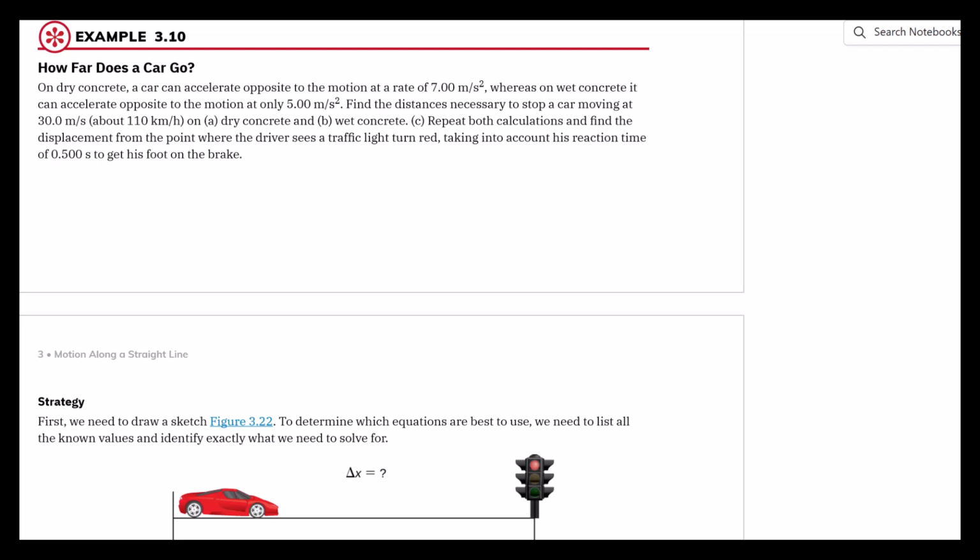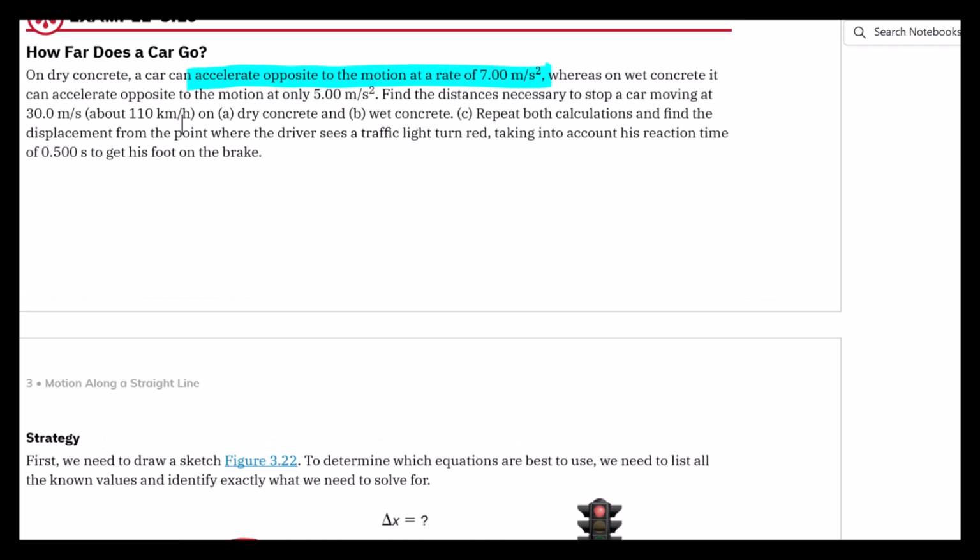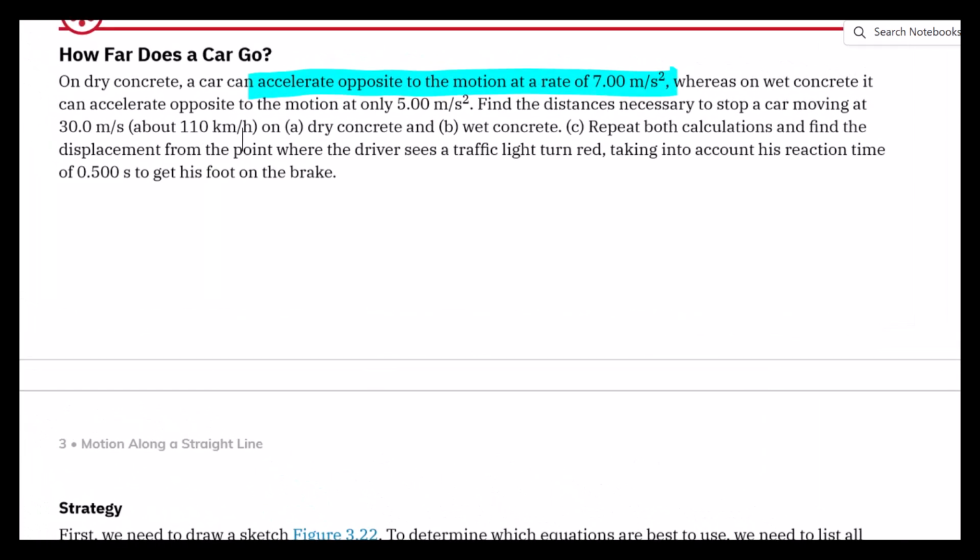Right, so this problem explicitly says a car can accelerate opposite to the direction of motion. Well, isn't that just decelerating, apparently? Yes. Okay, so this car is decelerating on wet concrete versus dry concrete. Dry, it can decelerate at 7, and wet it decelerates at 5.